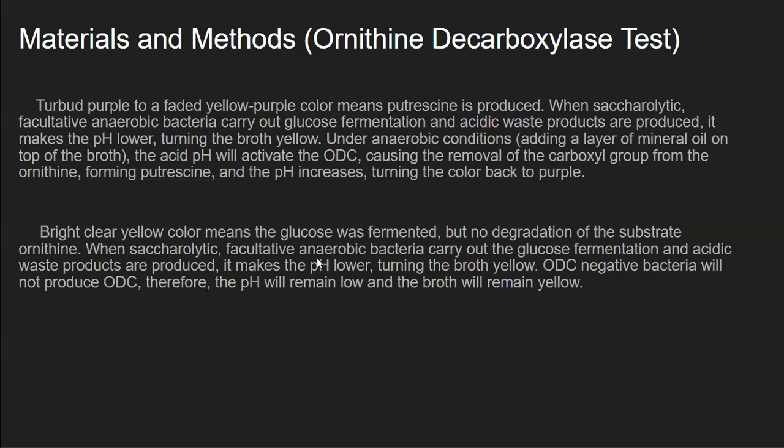Bright, clear yellow color means the glucose was fermented, but no degradation of the substrate ornithine. When saccharolytic facultative anaerobic bacteria carry out the glucose fermentation and the acidic waste products are formed, it makes the pH lower, turning the broth yellow. ODC negative bacteria will not produce ODC, therefore the pH will remain low and the broth will remain yellow.